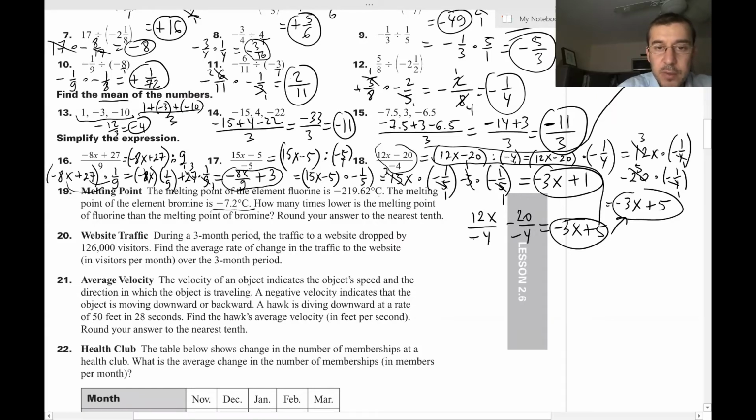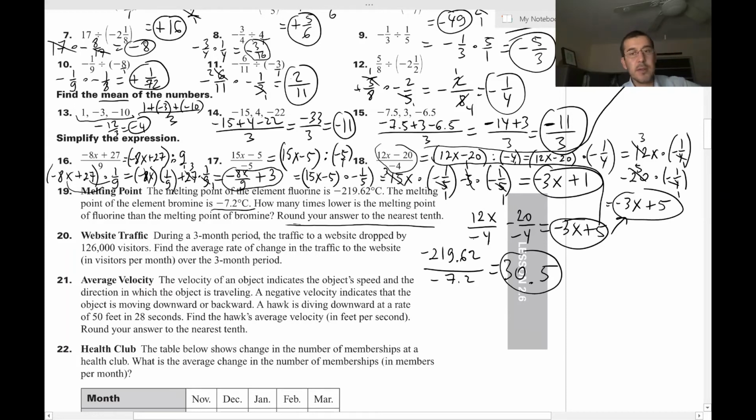So we just have to do the division of minus 219.62 over minus 7.2. And you can use your calculator to do that, and you end up with 30 point. Now round to the nearest tenth, so we have 30.5. Okay. And how many times lower? 30.5, about 30.5 times. That's the answer for 19.